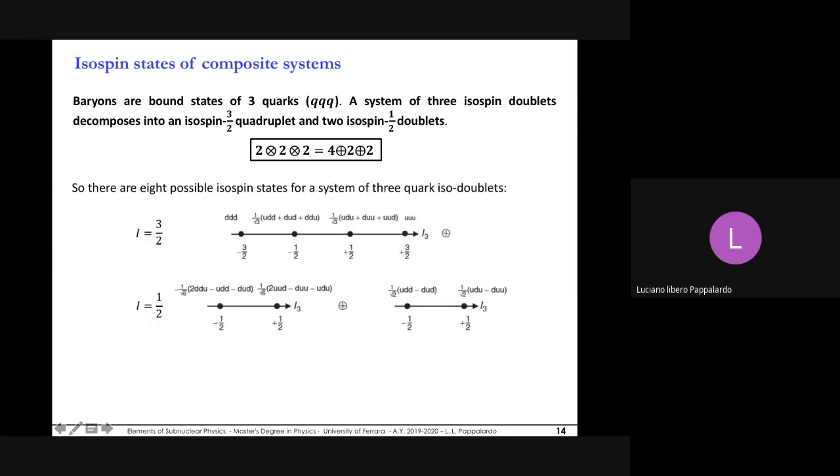This we can also visualize here. So this is the quadruplet. We have in fact 4 states, all with similar masses in general. And so the eigenvalues of the third component are -3/2, -1/2, +1/2, +3/2. And then we have the two doublets. They both come with I equal 1/2, but they have different combinations, as you see here, of up and down quarks.